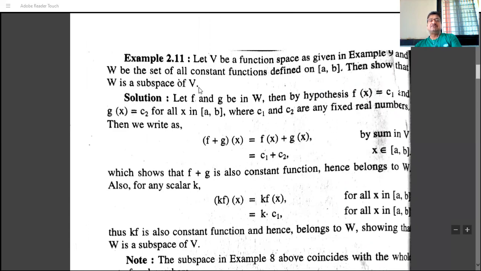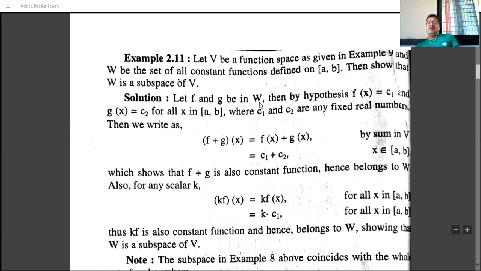Then we have to show W is a subspace of V. So now we have to show the two conditions. The first condition is that the addition of every two elements of W is also an element of W. So let f and g be any two elements in W. Then by the definition, W is the set of all constant functions, and therefore f(x) = c1 and g(x) = c2 for all x belonging to the closed interval [a, b], where c1 and c2 are any fixed real numbers, constants, because W is the set of all constant functions.